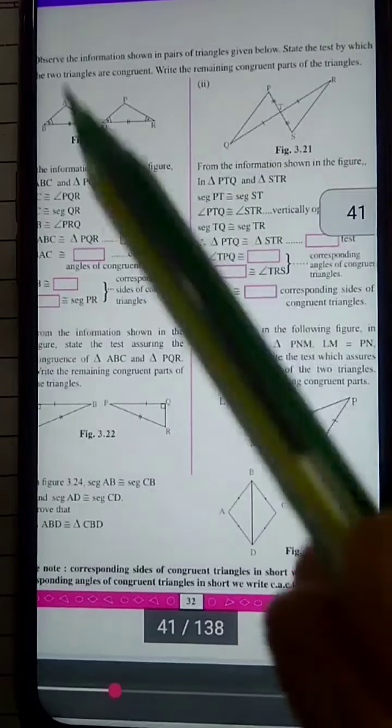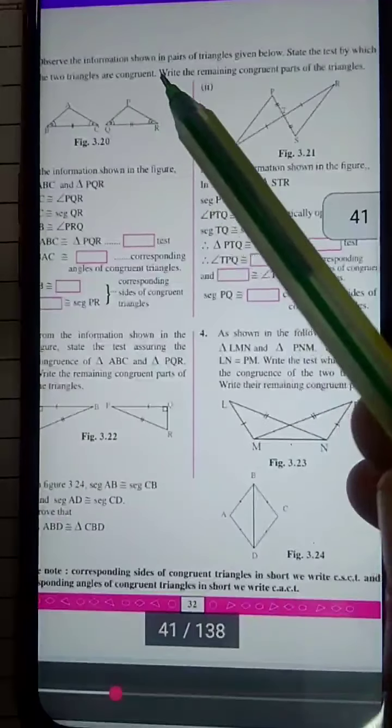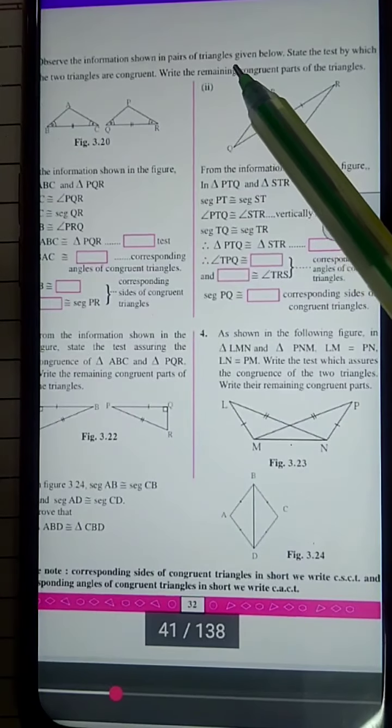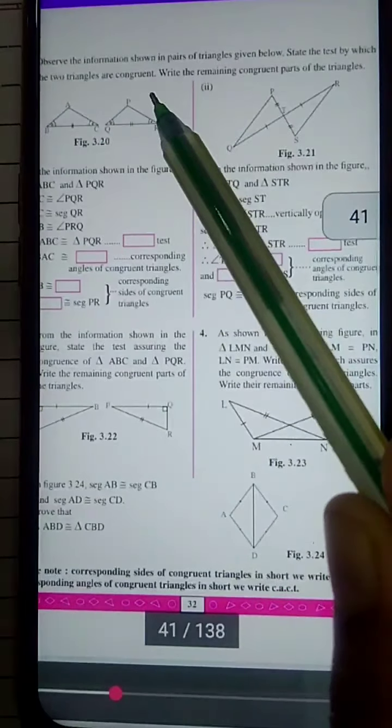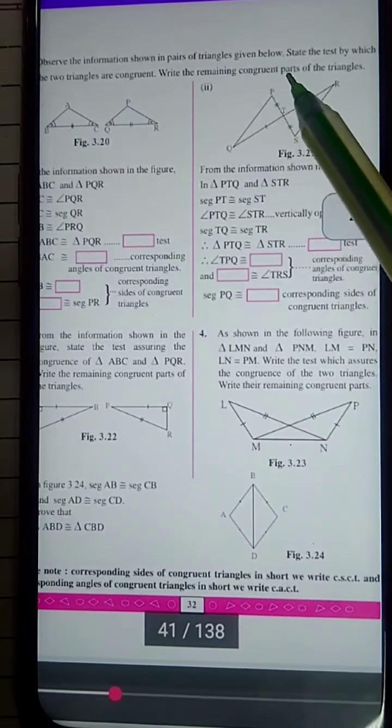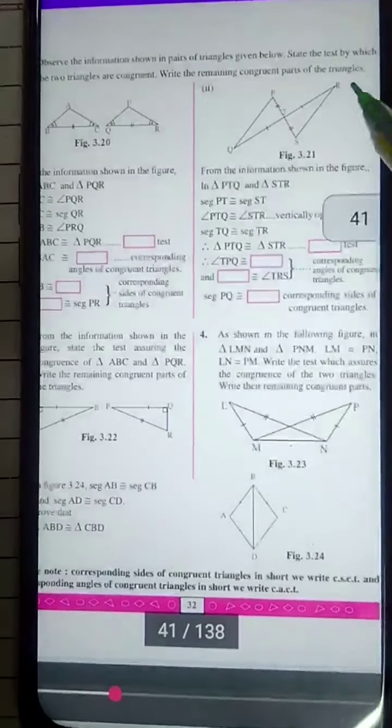Now let's see the second question. Observe the information shown in the pair of triangles given below. State the test by which the two triangles are congruent. Write the remaining congruent parts of the triangles.